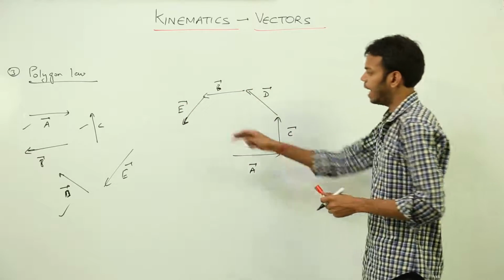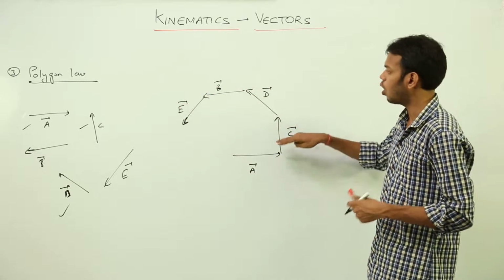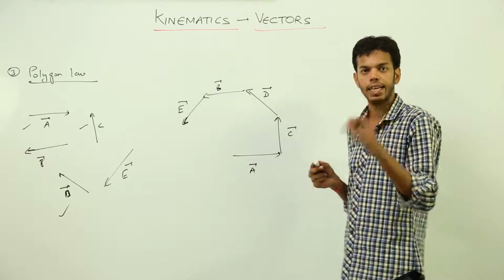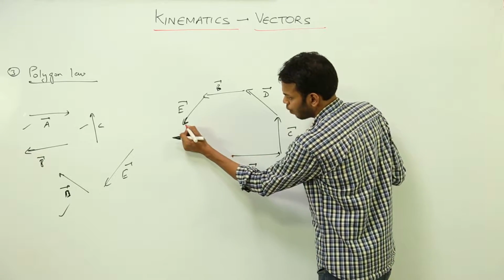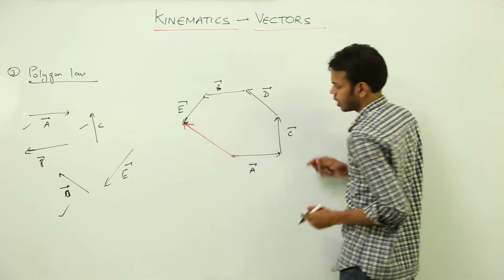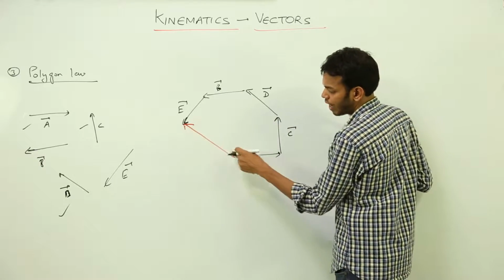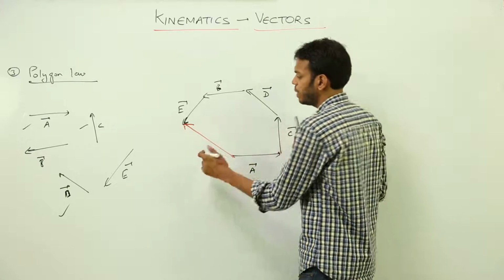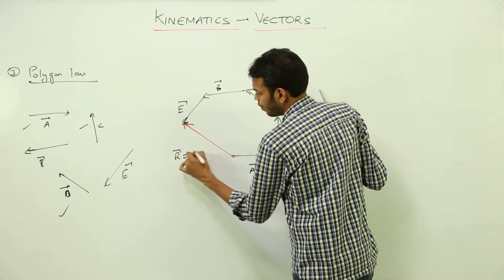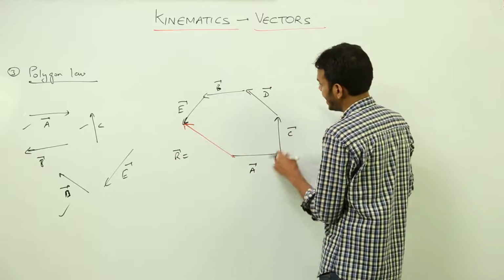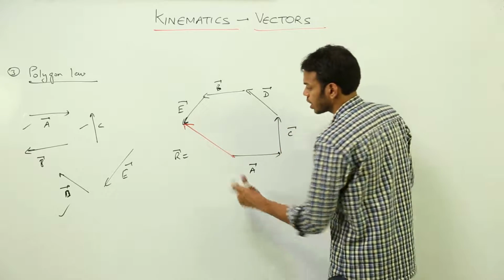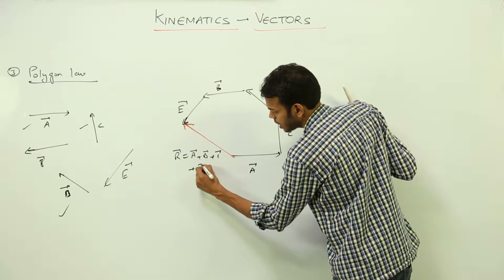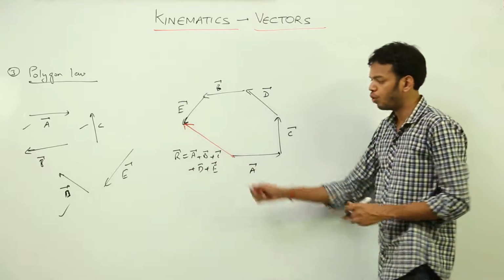So what I have done, I have taken those 5 vectors as 5 consecutive sides of a polygon taken in same order. Then the resultant would be the last side of polygon taken in opposite order. The same order would have been like the arrow would have been here, but I have to take the last side in the opposite order. So this is the resultant. This R will be producing the same effect that vector A, C, D, B and E will be together producing. So this R can be written as vector A plus vector B plus vector C plus vector D plus vector E. And the proof of this is very simple.